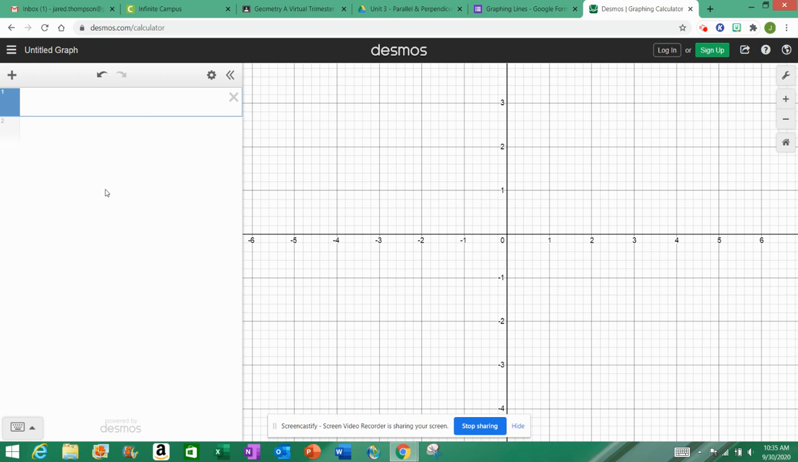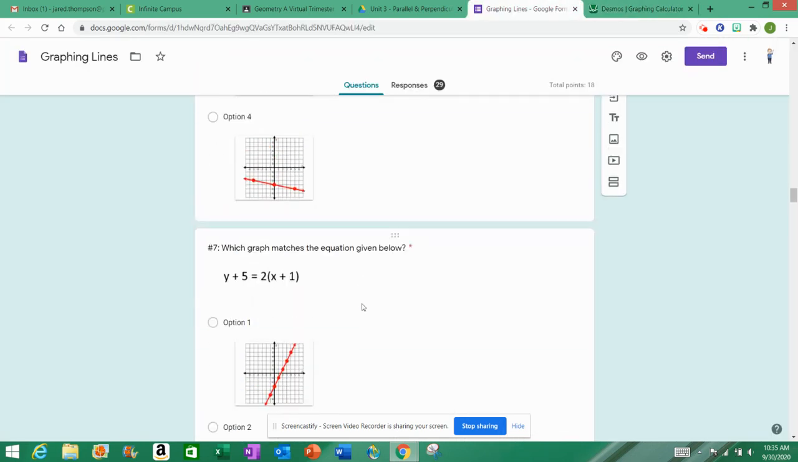It will also graph lines not in slope-intercept form. So if we have like 2x minus 3y equals 9, it will graph the line for you, and you can just look and see which one matches. It will also do point slope form. If you had a line like that in point slope form, it'll also graph it. Okay?